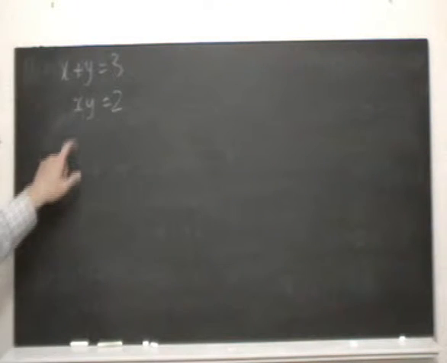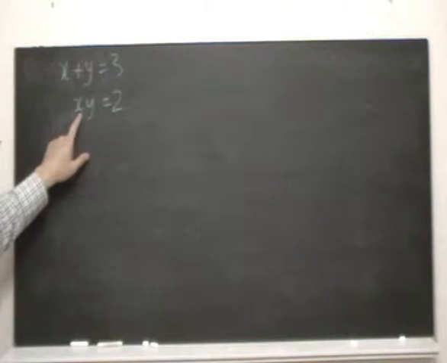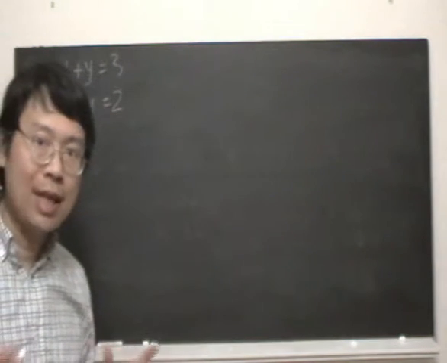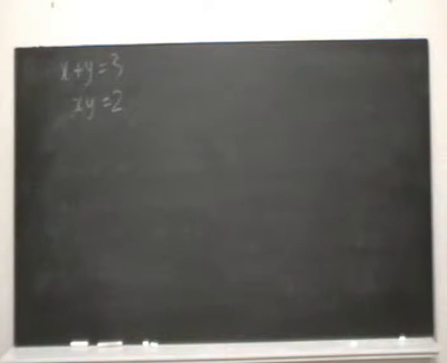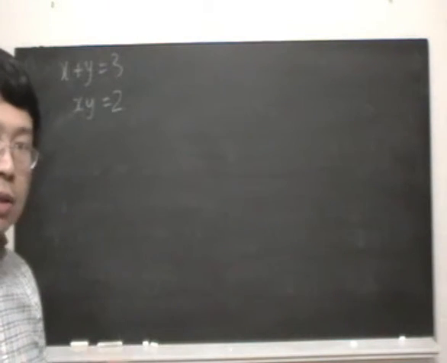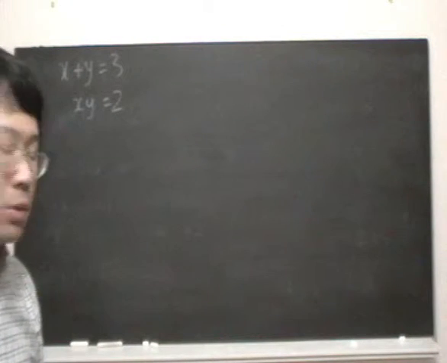In this case, in the second equation, we have x times y, and not just x plus y or minus y. So we have a multiplication between the x and y. Now this makes things more difficult.